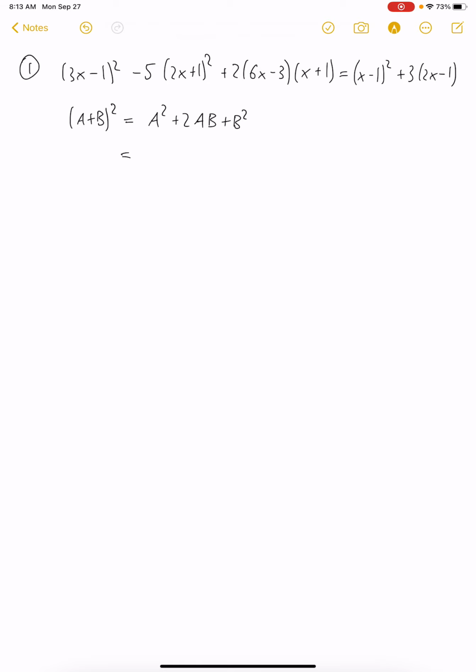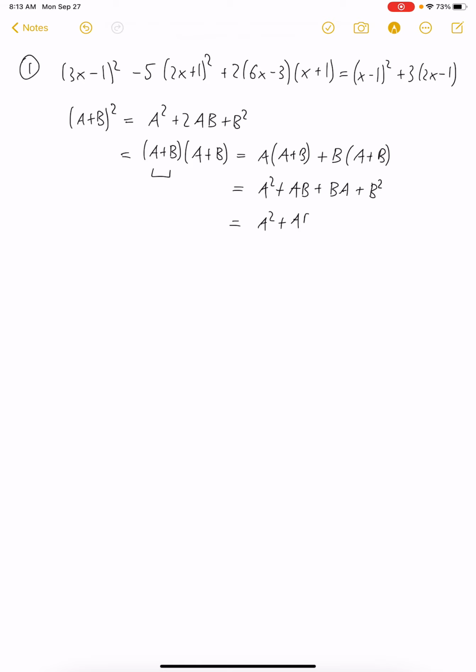And just as a reminder of how we prove this, you can write the second power of a + b as (a + b)(a + b), and then we can split the first term and write this as a(a + b) + b(a + b), which is equal to a² + ab + ba + b². And ab and ba are the same thing, so this indeed is a² + 2ab + b².